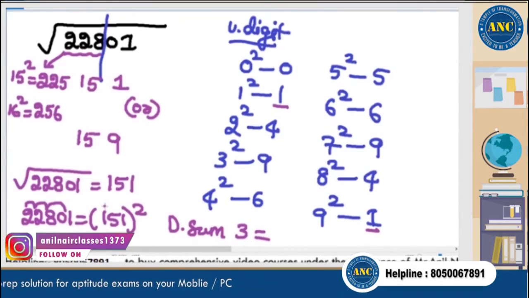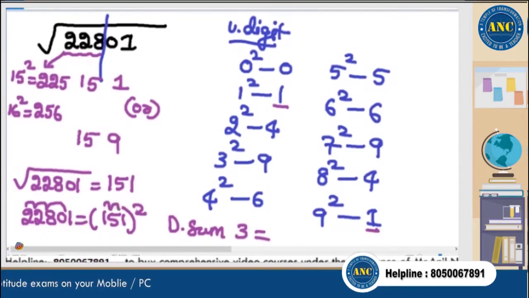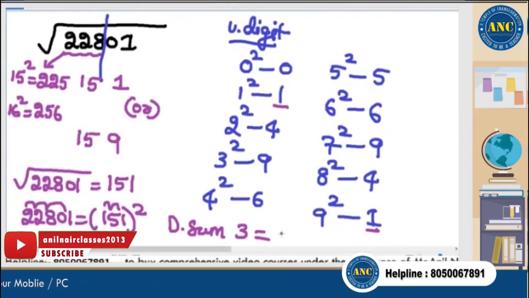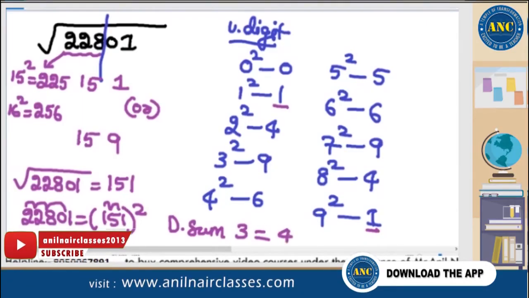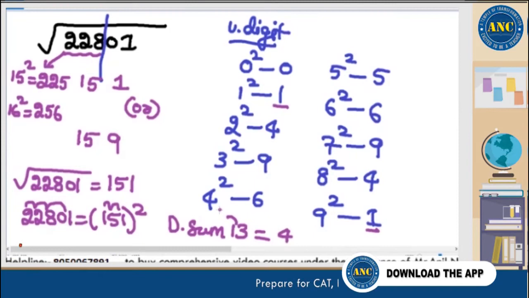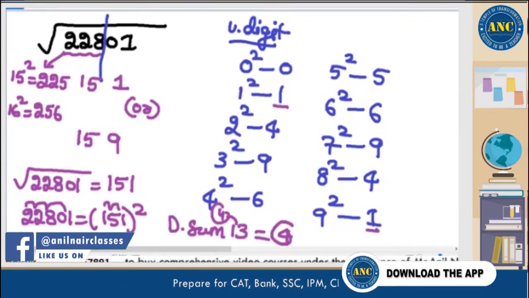Right-hand side also. 1 plus 5, 6. 6 plus 1, 7. 7 square is 49. 4 plus 9, 13. I hope it is clear. So 4, 12. 6 plus 1, 7. 7 square is 49. 4 plus 9, 13. 1 plus 3, 4.